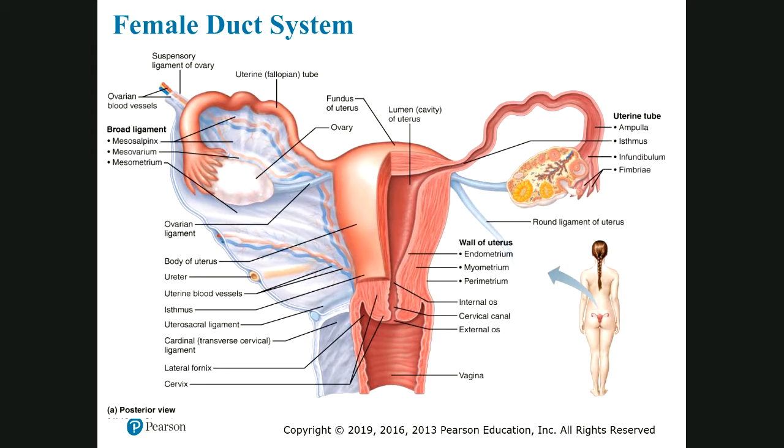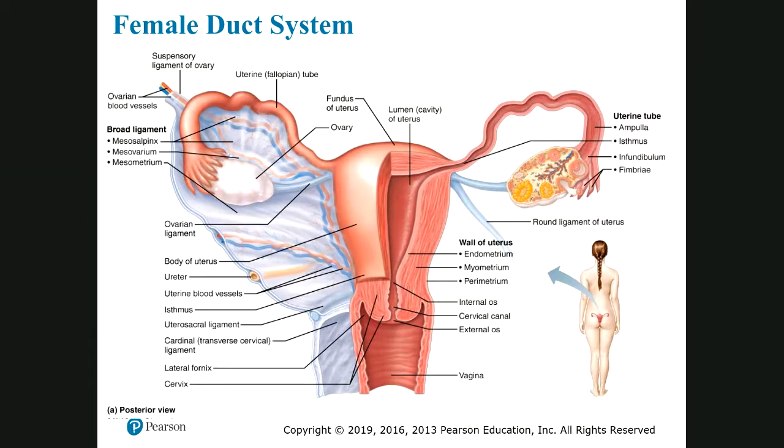The female duct system includes the uterine tube, the uterus, and the vagina. Let's focus on the uterine tube. It's also called the fallopian tube or oviduct. It receives the ovulated oocyte, and this is usually where fertilization happens.